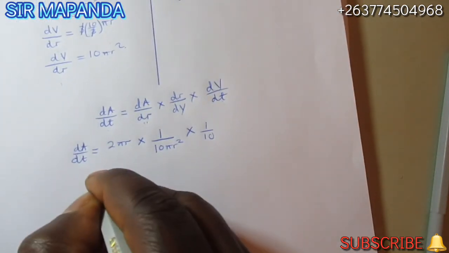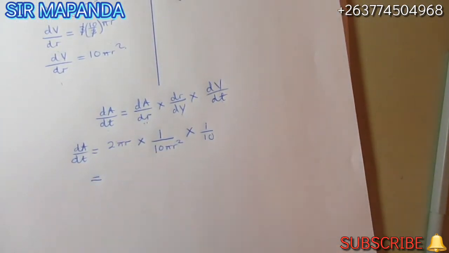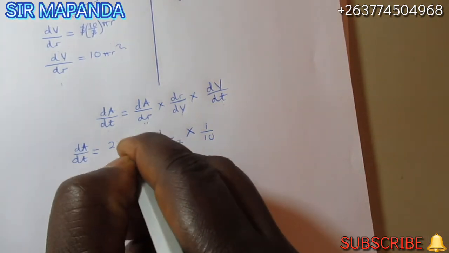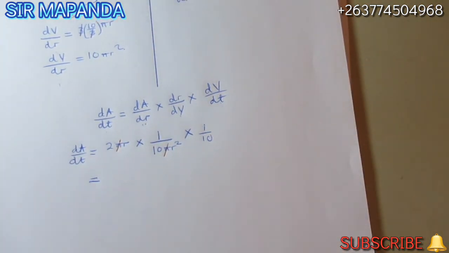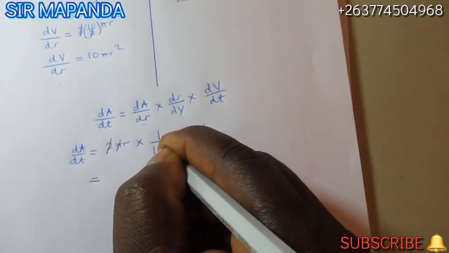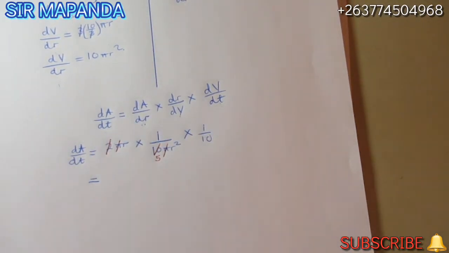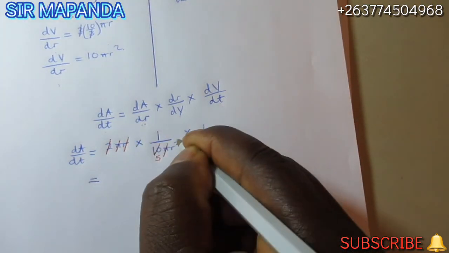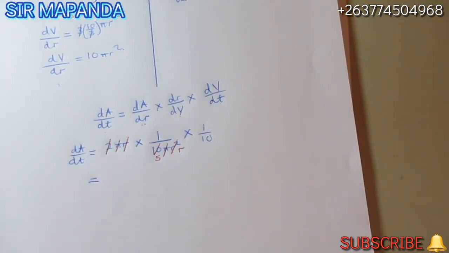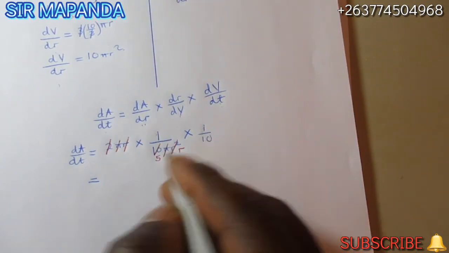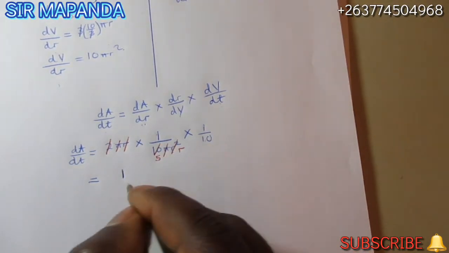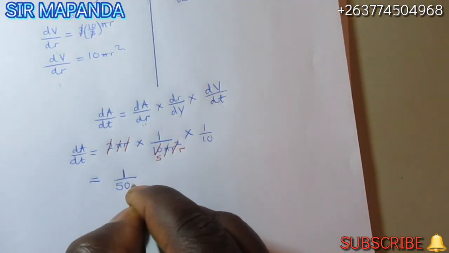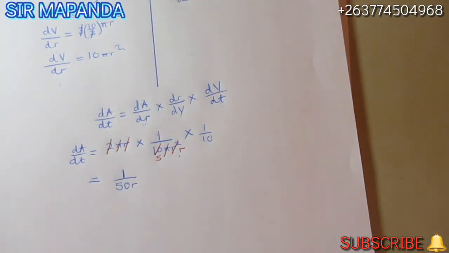Right. So you can clearly notice that pi is a factor of pi. So pi and pi cancel off each other. 2 is a factor of 10, so 10 divided by 2, you get 5. r is a factor of r squared, so r squared divided by r, you get r. So 1 times 1, you get 1. 5 times 10, it's 50. But remember, we still have this r. So the rate of increase of the top surface area with respect to time is 1 over 50r.